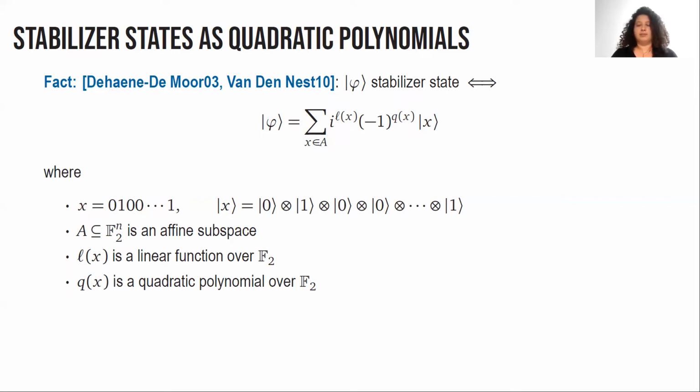So we have this special basis, which is just the standard basis, and we allow the support of our state to be some affine subspace, and the coefficient of each basis element is i to the L times minus 1 to the Q, where L is a linear function over F2, and Q is a quadratic function over F2. So this is an equivalent representation for being a stabilizer state, and this is true up to normalization. And from now on, for the rest of the talk, I will forget about the i to the L coefficient, just to make the notation a bit simpler.